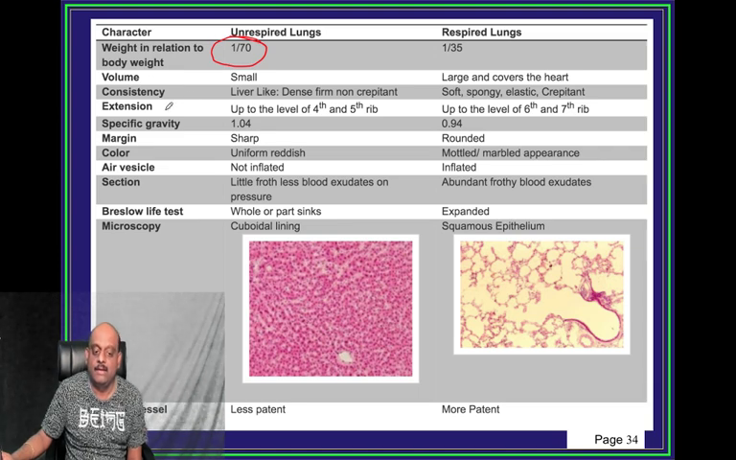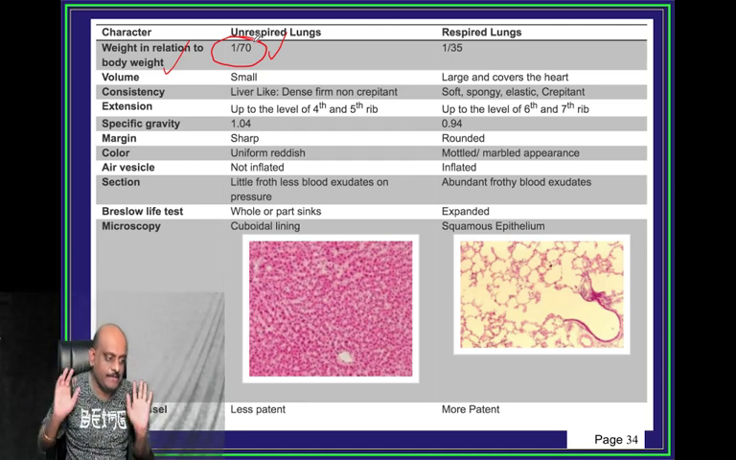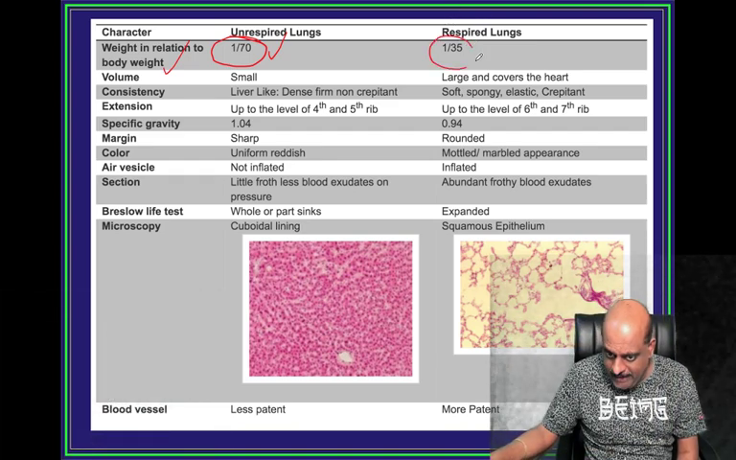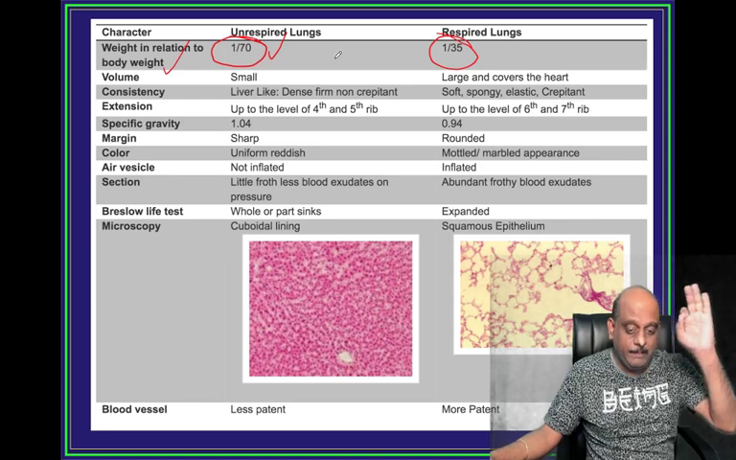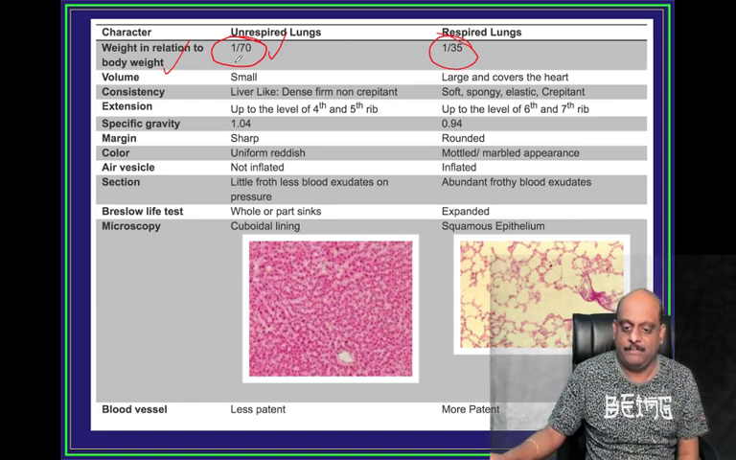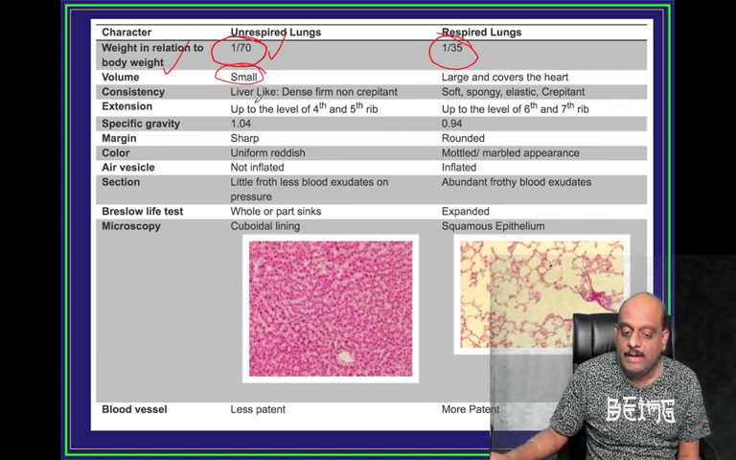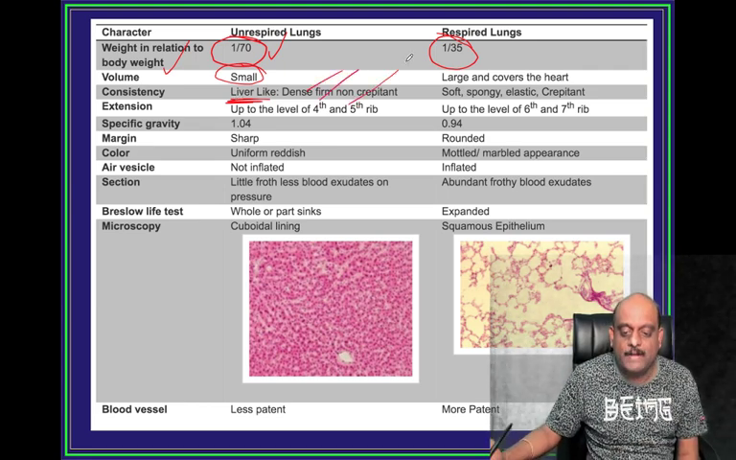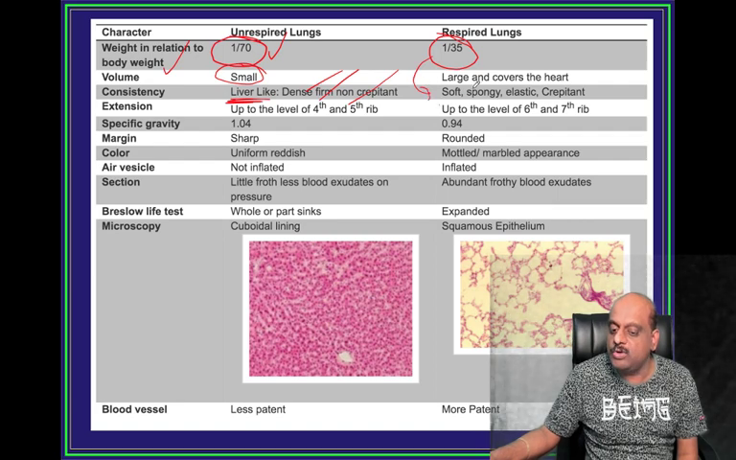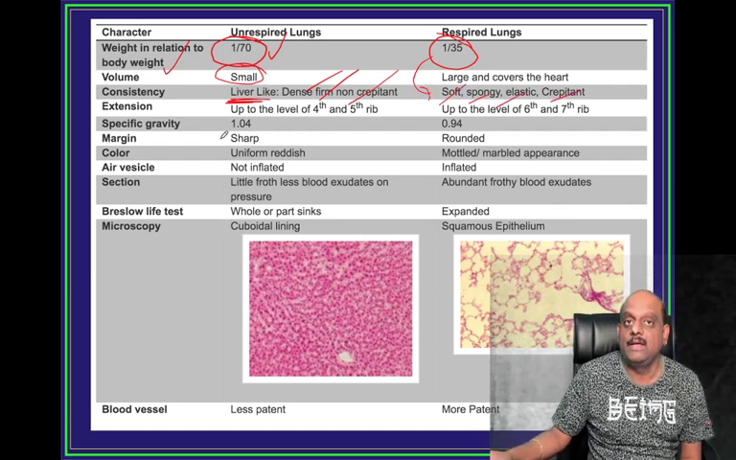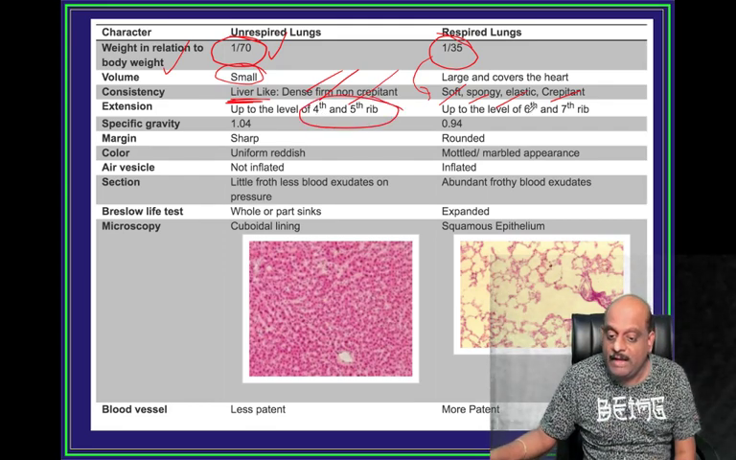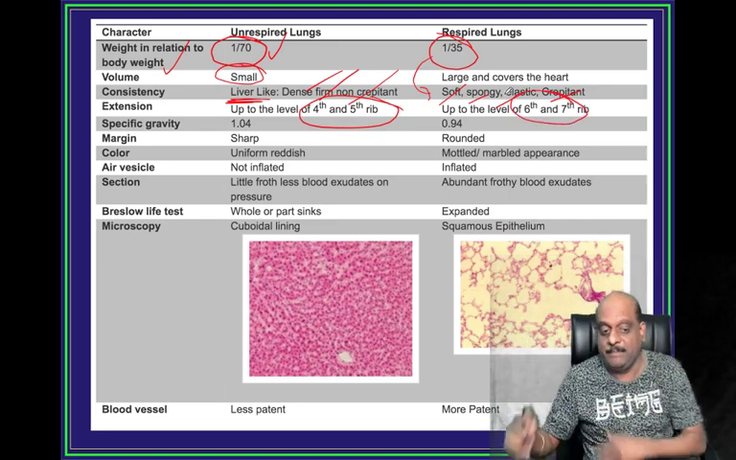Unrespired lung, the weight in relation to body weight is 1/70. This is a very important table, doctor; the examiner is definitely going to ask. Respired lung, the weight in relation to body weight will be 1/35. The volume of unrespired lung is small, and the consistency is more liver-like: dense, firm, non-crepitant. Respired lungs are soft, spongy, elastic and crepitant. Unrespired lung extends only up to the 4th and 5th rib, whereas respired lung extends to the 6th to 7th rib.